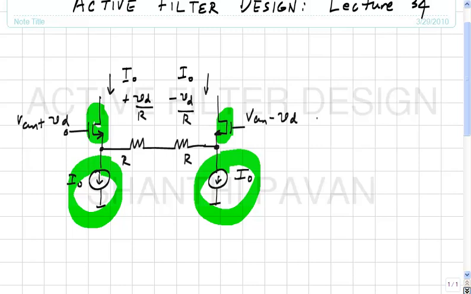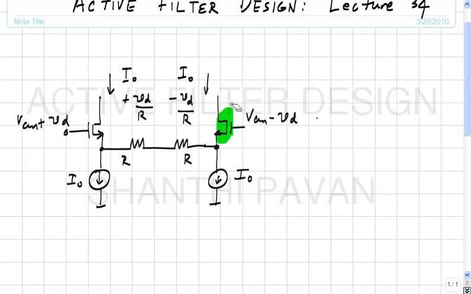You understand? But nevertheless, in spite of all these problems, it still does not deter people from using them and claiming improved linearity and all this nice stuff.